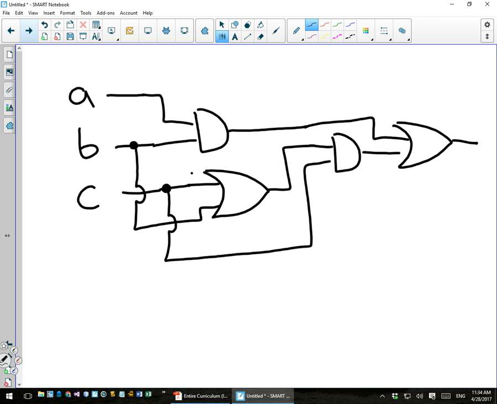Okay, so now I've just drawn a circuit, okay? And I'll say the result of this, A, B, and C becomes D at the end. So could I take this and write it like it's algebra? Well, I got to think about what's going on. Let me switch colors here.